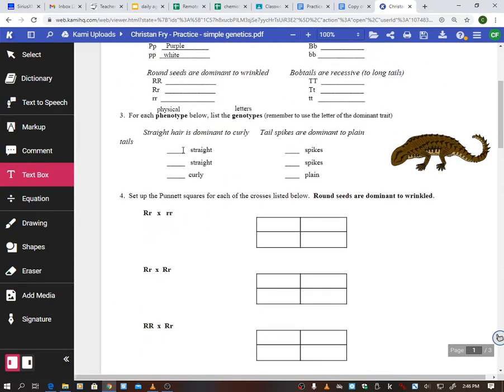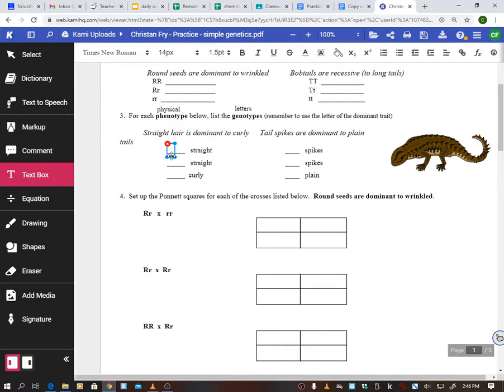So on this one, straight hair. Now the S, see I could go two capital S's or I could go two lowercase s's. And when we're typing, you can tell a difference. But sometimes when we are handwriting, it is a little hard. So I'm going to use H for hair. Doesn't matter, you could use A if you wanted. So if straight hair is dominant, then I can have capital H, capital H. That would give me straight hair.